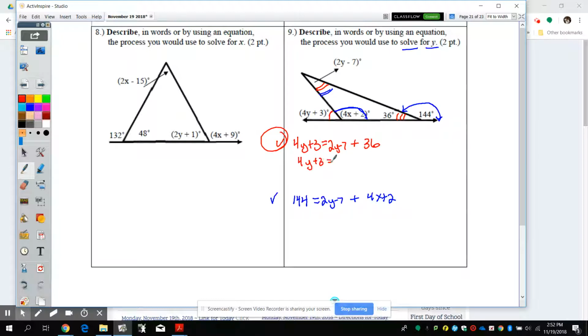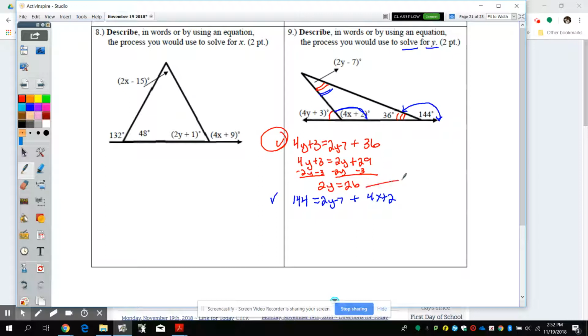4y plus 3 equals 2y. Now, a negative 7 and a positive 36. So if I combine my like terms, it would be 29. I hope I'm doing that correctly since I'm being recorded. Subtract 2y from both sides. And while I'm at it, I'm going to go ahead and subtract this 3. And so I get 2y equals, and on this side we get 29 minus 3, which is 26.